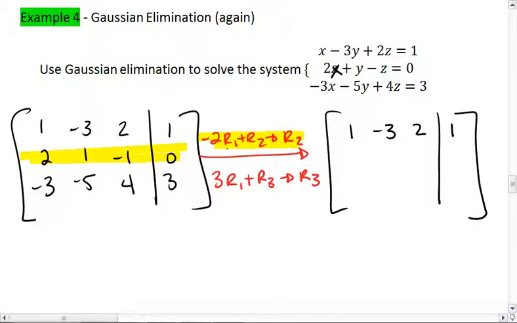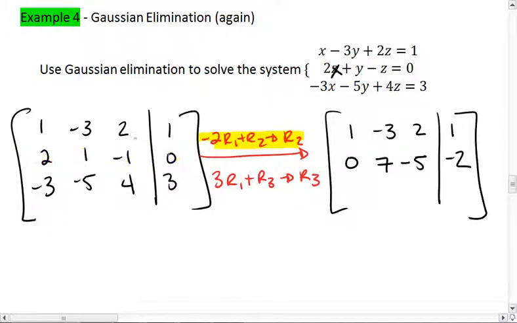I'm now taking -2 times each element in row 1 and adding it to row 2. So -2 times 1 is -2 plus 2 is 0. -2 times -3 is +6 plus 1 is 7. -2 times 2 is -4 minus 1 is -5. And -2 times 1 is -2 plus 0 is -2.